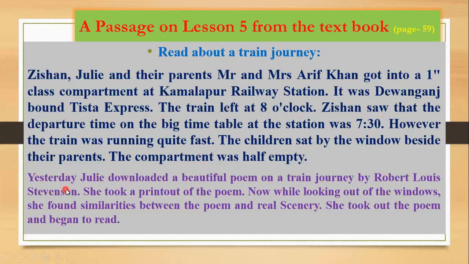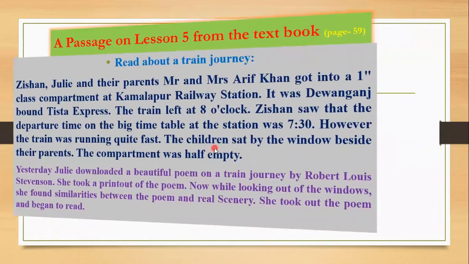Julie, the sister of Zishan, downloaded a beautiful poem on a train journey, and when she was in the train, she took out her poem and started to read it, and she saw that the poem matched the train's speed.